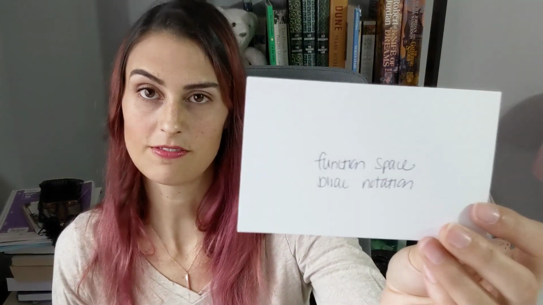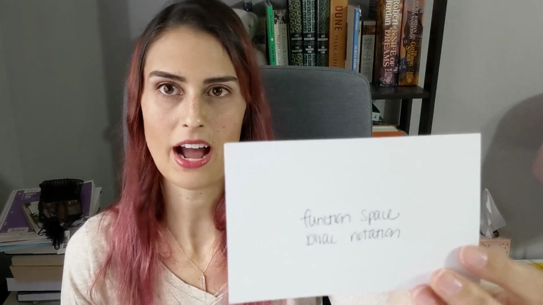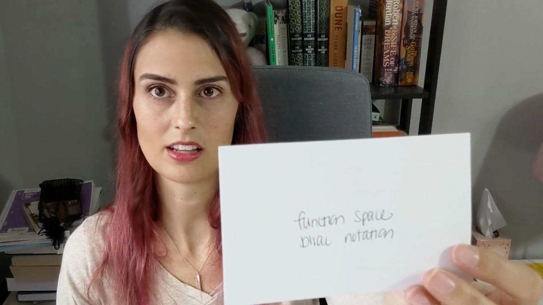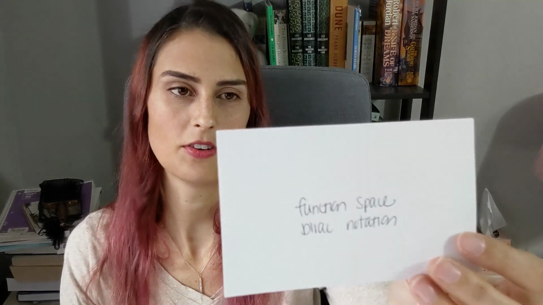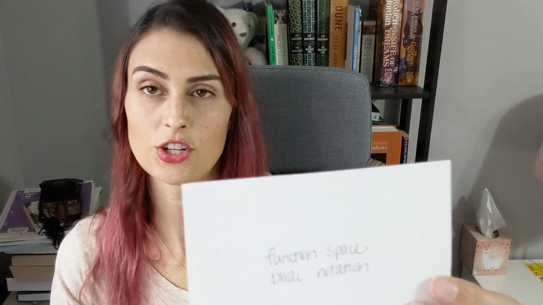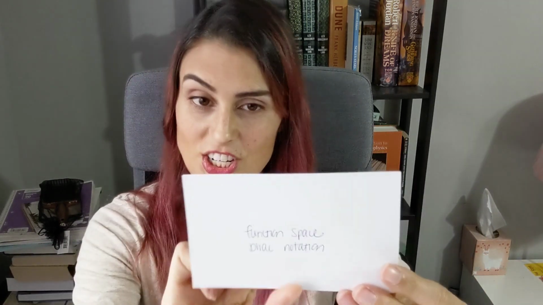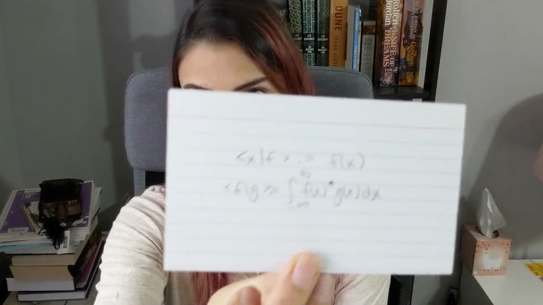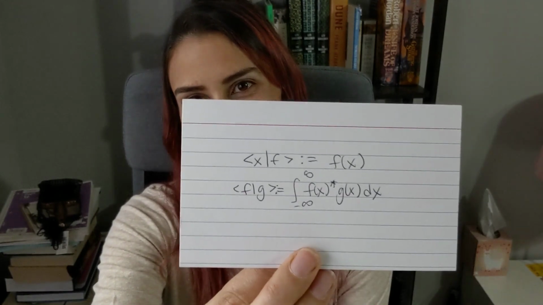Okay, the function space Dirac notation. So if you have a bracket with x on the left and f on the right, then that is f of x. And if you have a bracket with f on the left and g on the right, then that is the integral from negative infinity to infinity of the complex conjugate of f of x times g of x dx. Again, words are difficult here. That's just a mathematical notation.